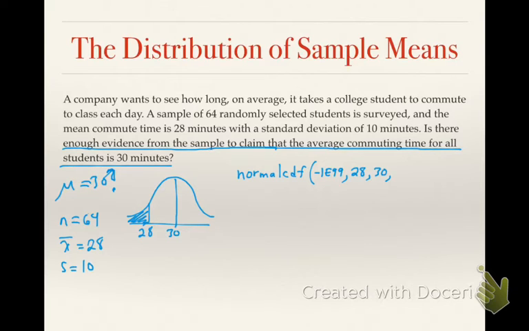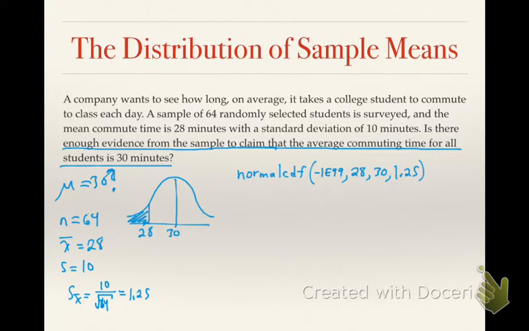Our deviation of the sample means, we have to calculate that value, is going to be the deviation of the population, but in this case we don't know that, so we're going to use the sample deviation because it's very close to the population, divided by the square root of the sample size, which is 64. 10 divided by square root of 64 is 10 divided by 8, which is 1.25. So the deviation we're going to use is 1.25.